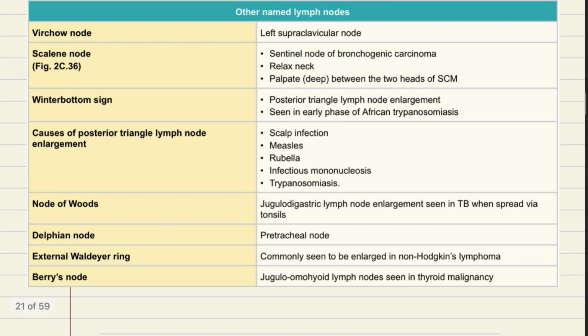So as you can see, there are multiple names for the lymph nodes. The most important one is obviously the Virchow's node, which is the left supraclavicular lymph node, right? The others you can remember or you can avoid, no problem in that.